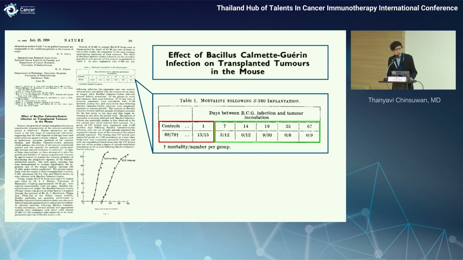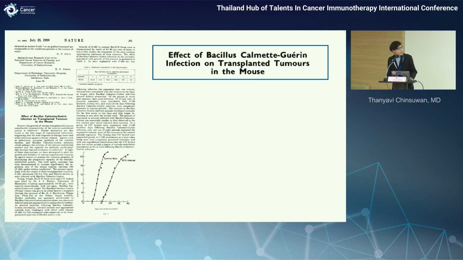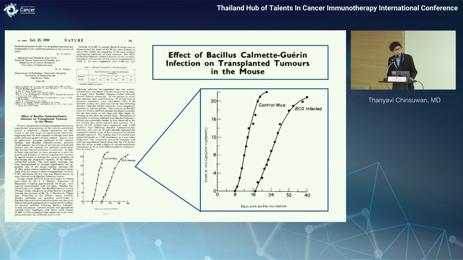However, if they stretch the timing between infection with BCG and the inoculation of tumor to 7 days and onwards, then infection with BCG actually protected the mice from getting killed by the tumors, and the reduction is quite drastic. They also tried to prove their point with what is called Ehrlich tumor, an undifferentiated peritoneal ascites cancer in the mice. They found that control mice that were not infected with BCG would die sooner than the ones that were infected with BCG 12 to 14 days earlier.